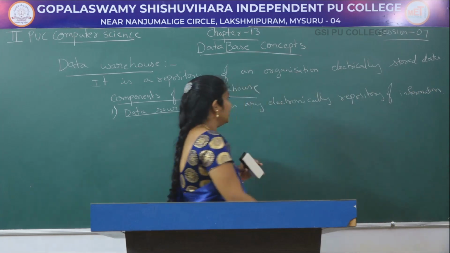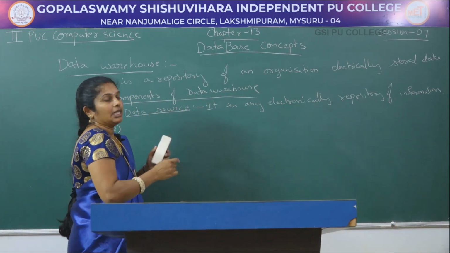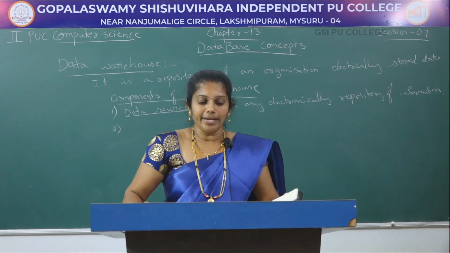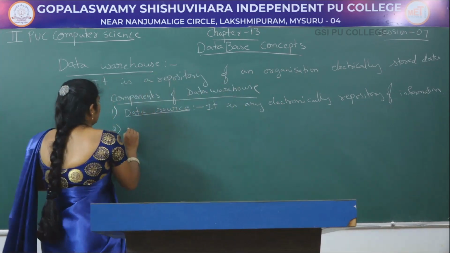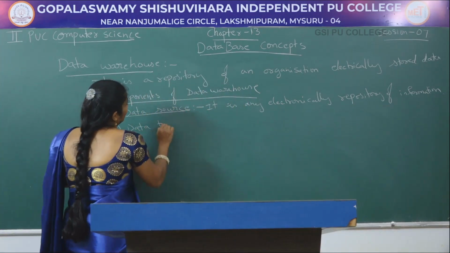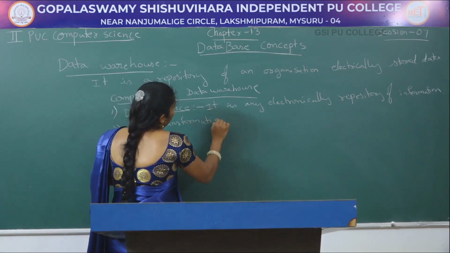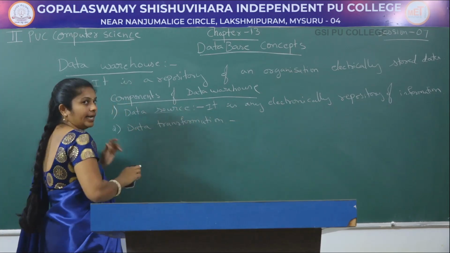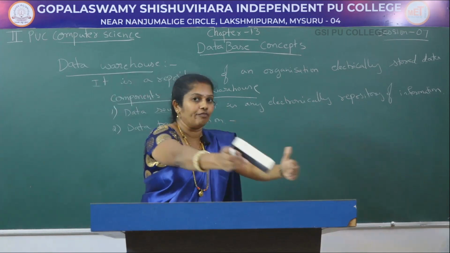It is any electronic repository of information. The second component is transformation. Why do we require this data transformation? When you want to access any data in the database, especially in a data warehouse, it is a huge collection of data.